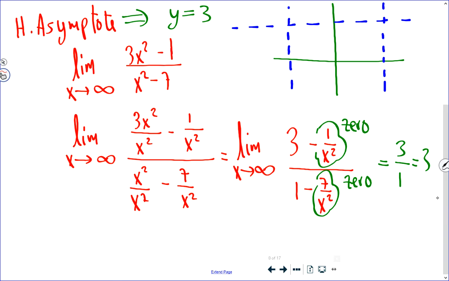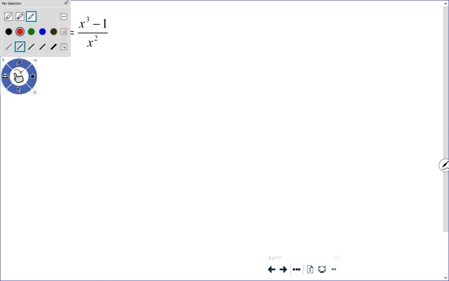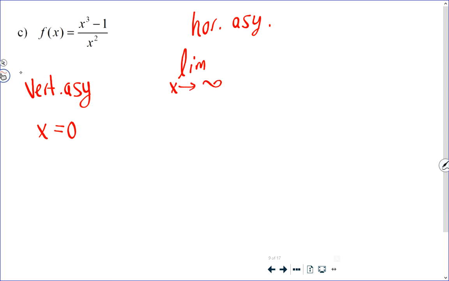Look at one more. Looking at the denominator tells us about vertical asymptotes. So we will have a vertical asymptote at x equals 0. For a horizontal asymptote, you're going to have to take the limit as x approaches infinity of that expression, which means you're going to divide every term on the top and the bottom by x cubed.